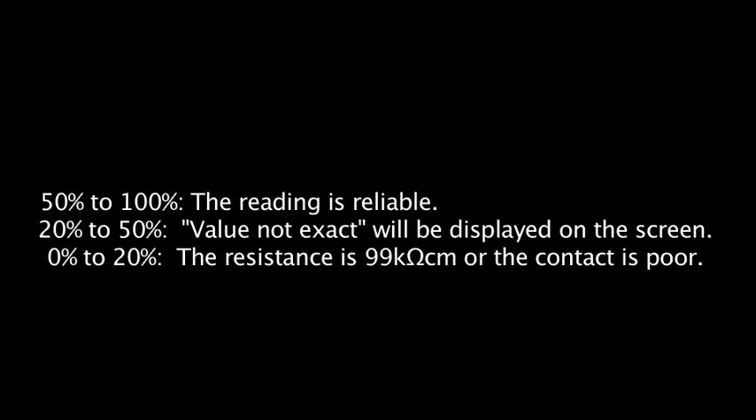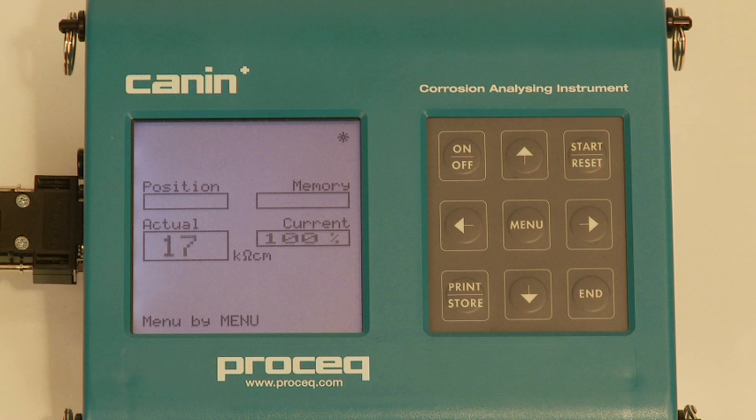If the current is between 0% and 20%, the resistance is greater than 99 kiloohm centimeters, or the contact is very poor. Once the reading is stable, it can be saved by pressing the Store button. It will be saved in a table in a position indicated on the display.